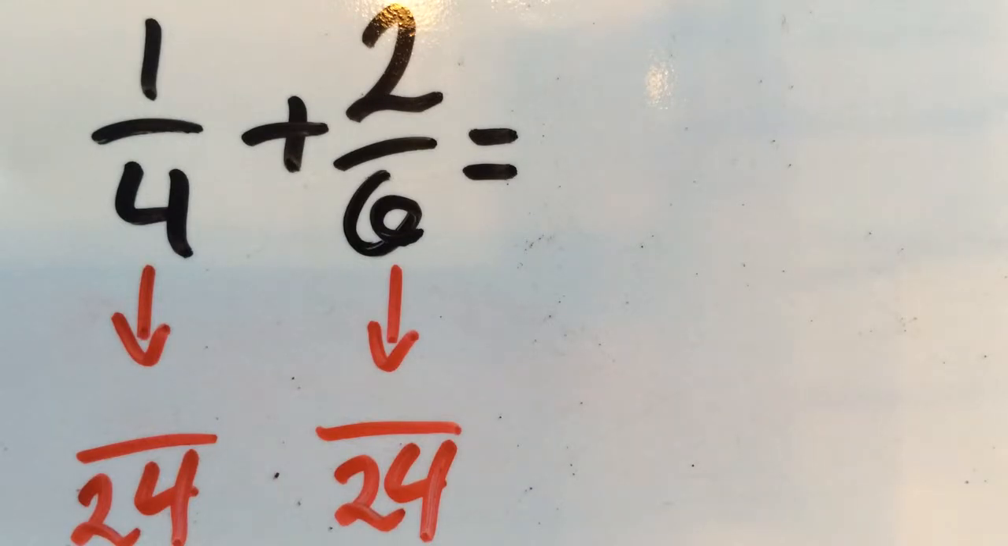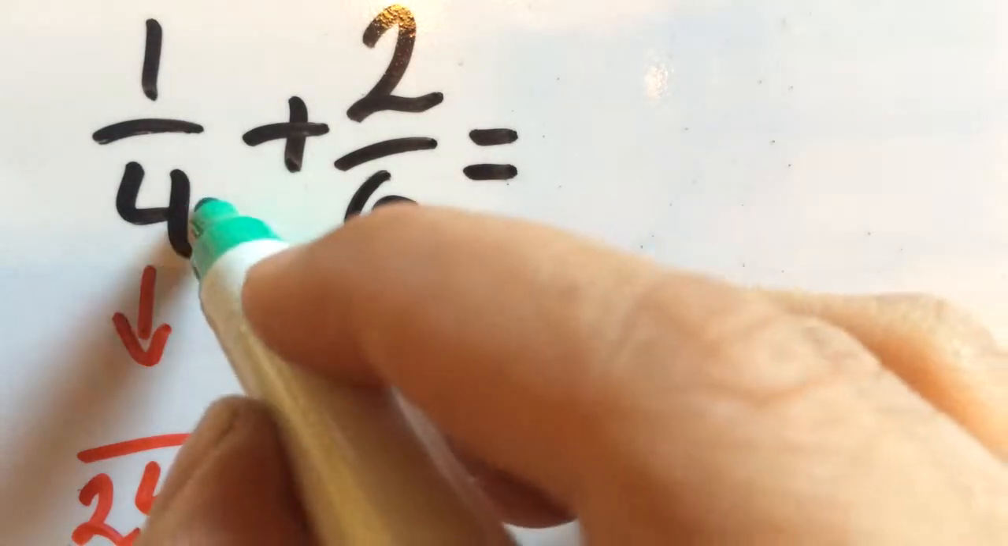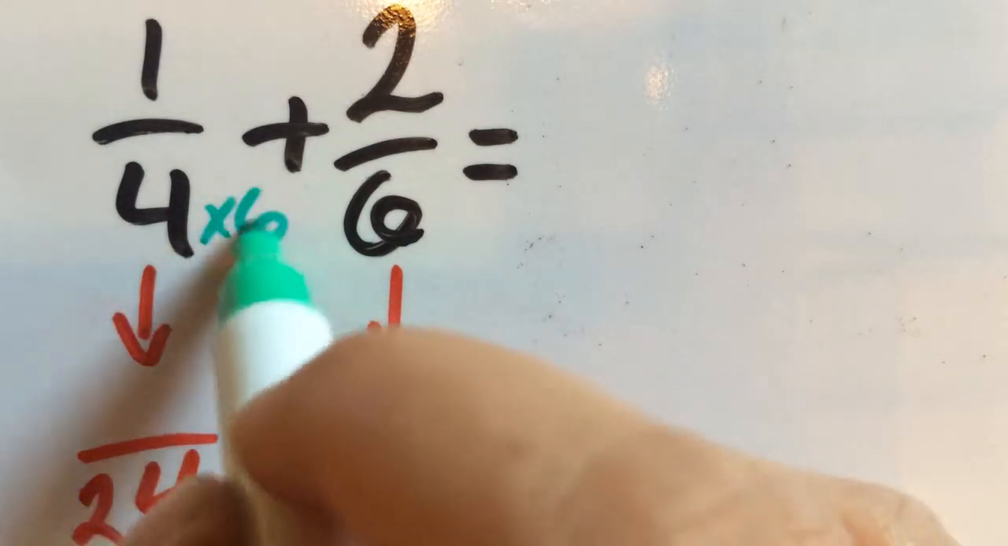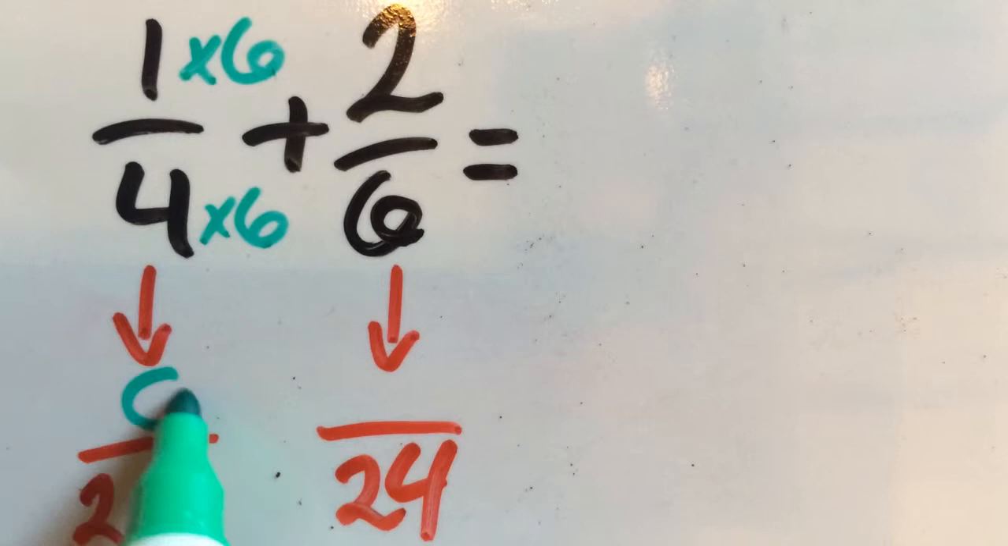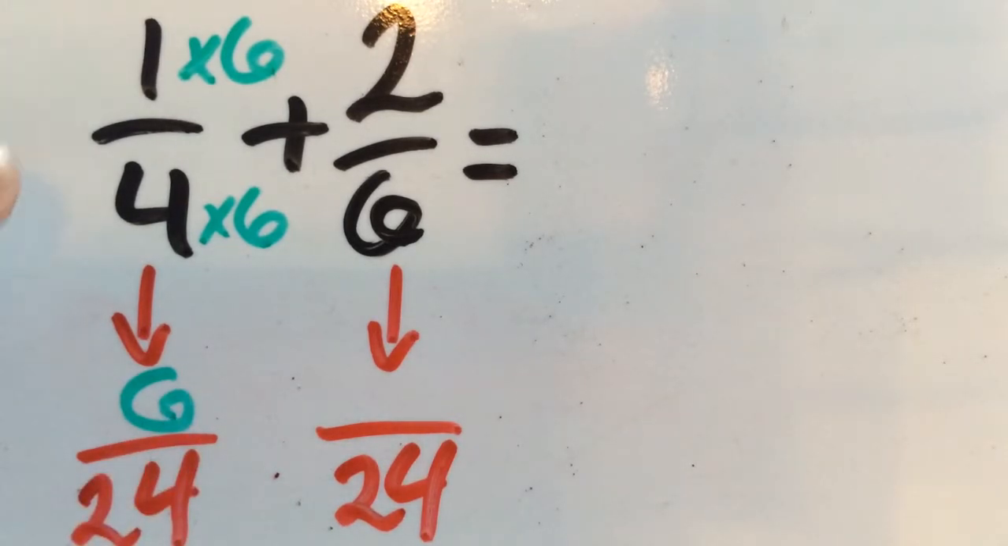I need to multiply. By what? Multiply by 6. Whatever you do to the bottom, you've got to do to the top. 1 times 6 is 6. So 1/4 is the same as 6/24.